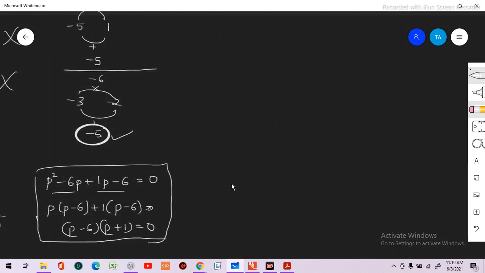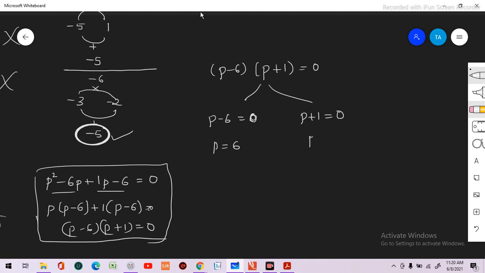So what I said, when we get two factors, we will substitute the value of p. So this means what? p minus 6 is equal to 0 or p plus 1 is equal to 0. So p is equal to how much? 6, and p is equal to minus 1. We will substitute the value of p, that is dy by dx is equal to 6. Here also dy by dx is equal to minus 1.